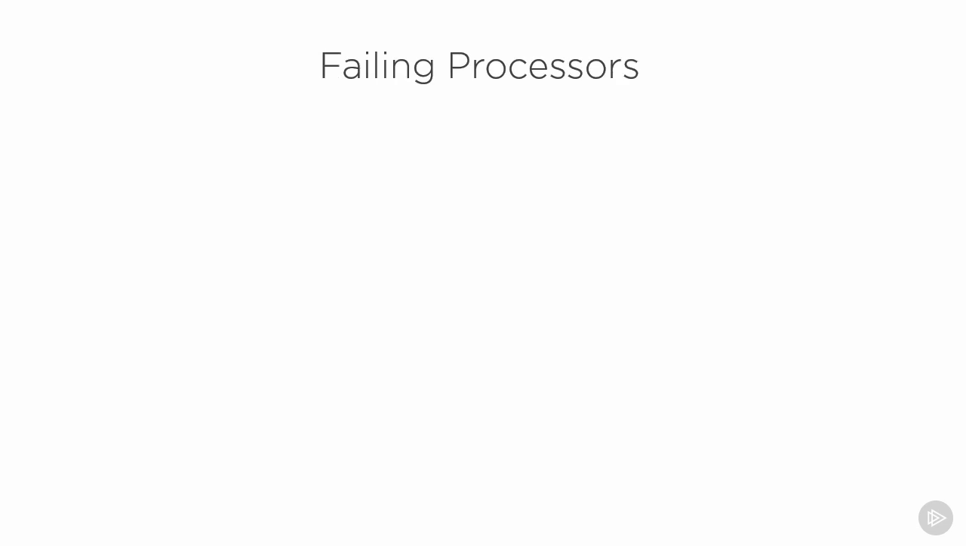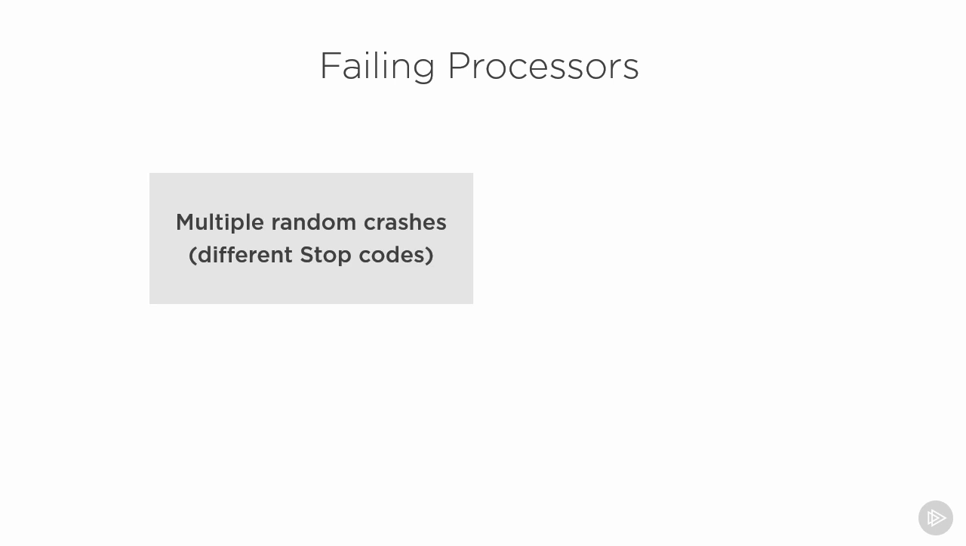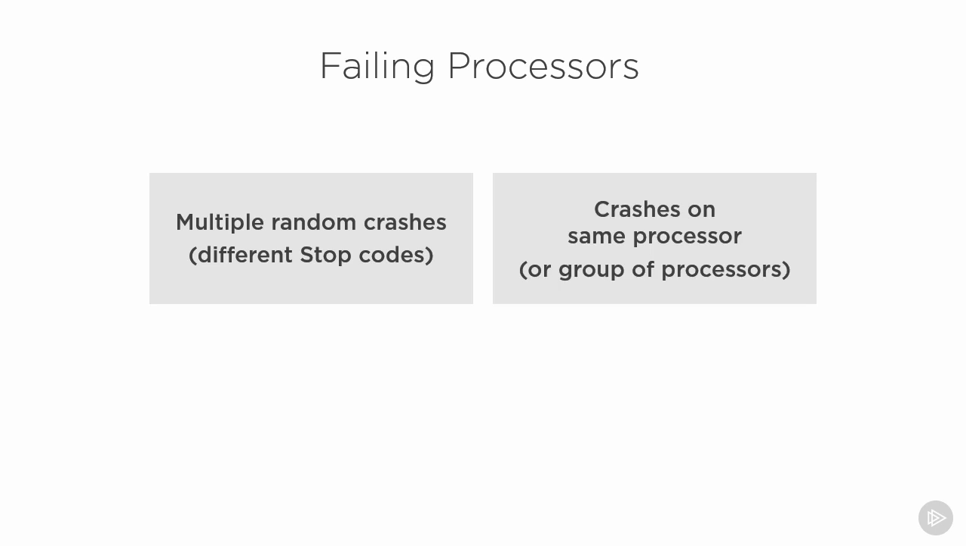So let's go ahead and talk about failing processors. Now, if you experience multiple random crashes that are very erratic with different stop codes, that's indicative of a CPU or processor problem. Another good clue is if the crashes all occur on the same processor. As you may know, the debugger will reveal which is the crash processor, so watch out for multiple crashes all coinciding on the same processor, or even the same group of processors, as now a processor can support multiple cores.